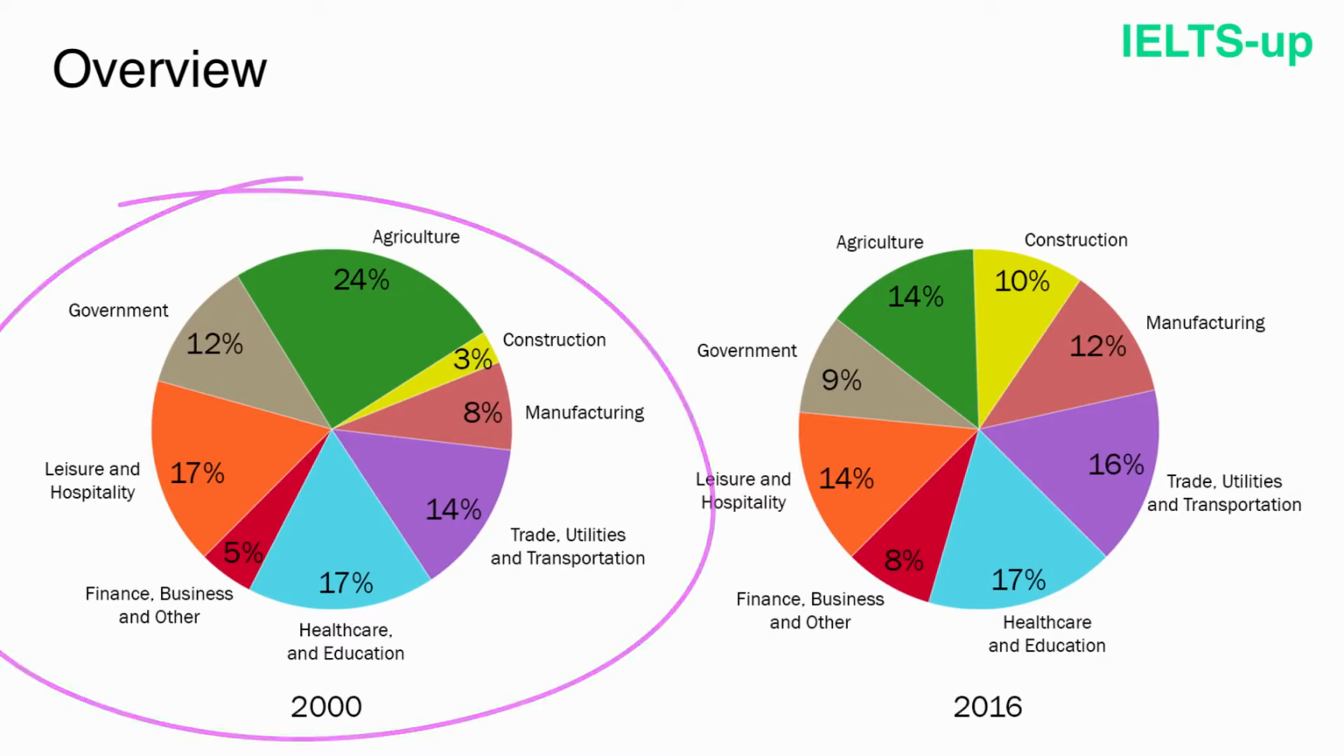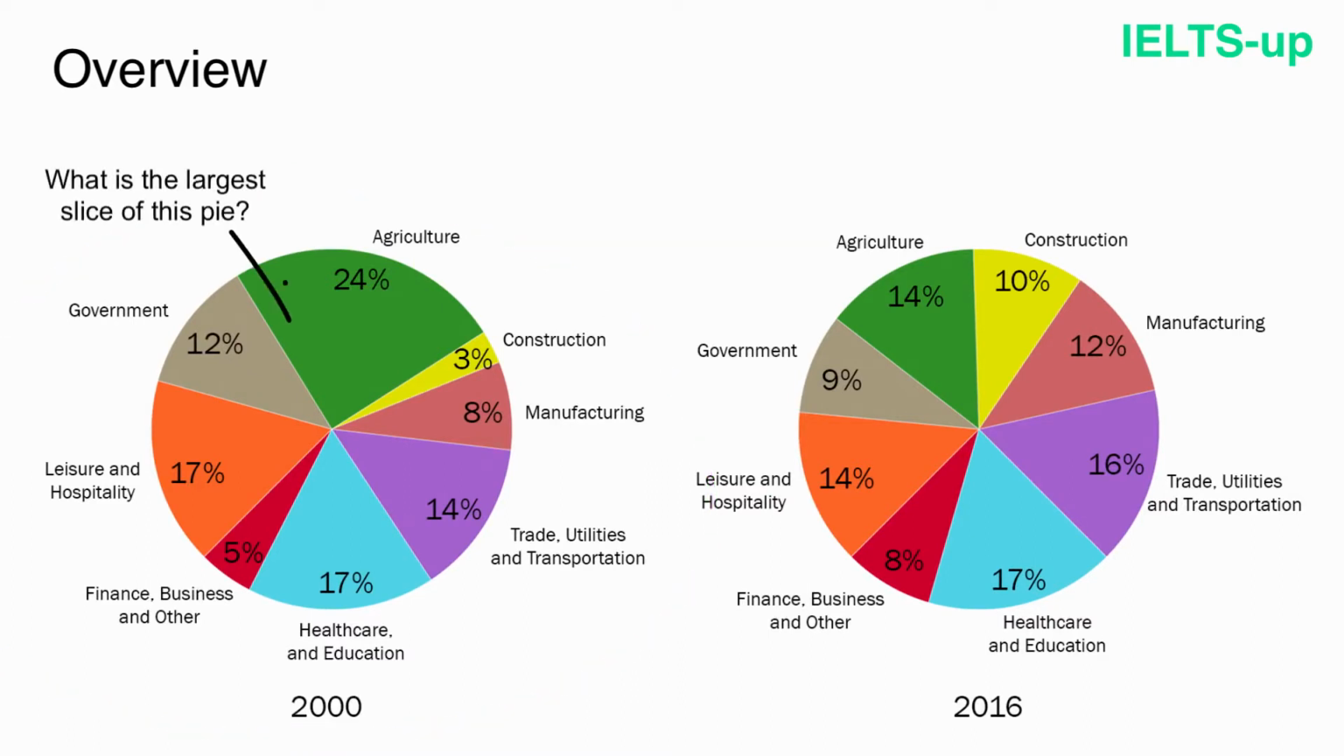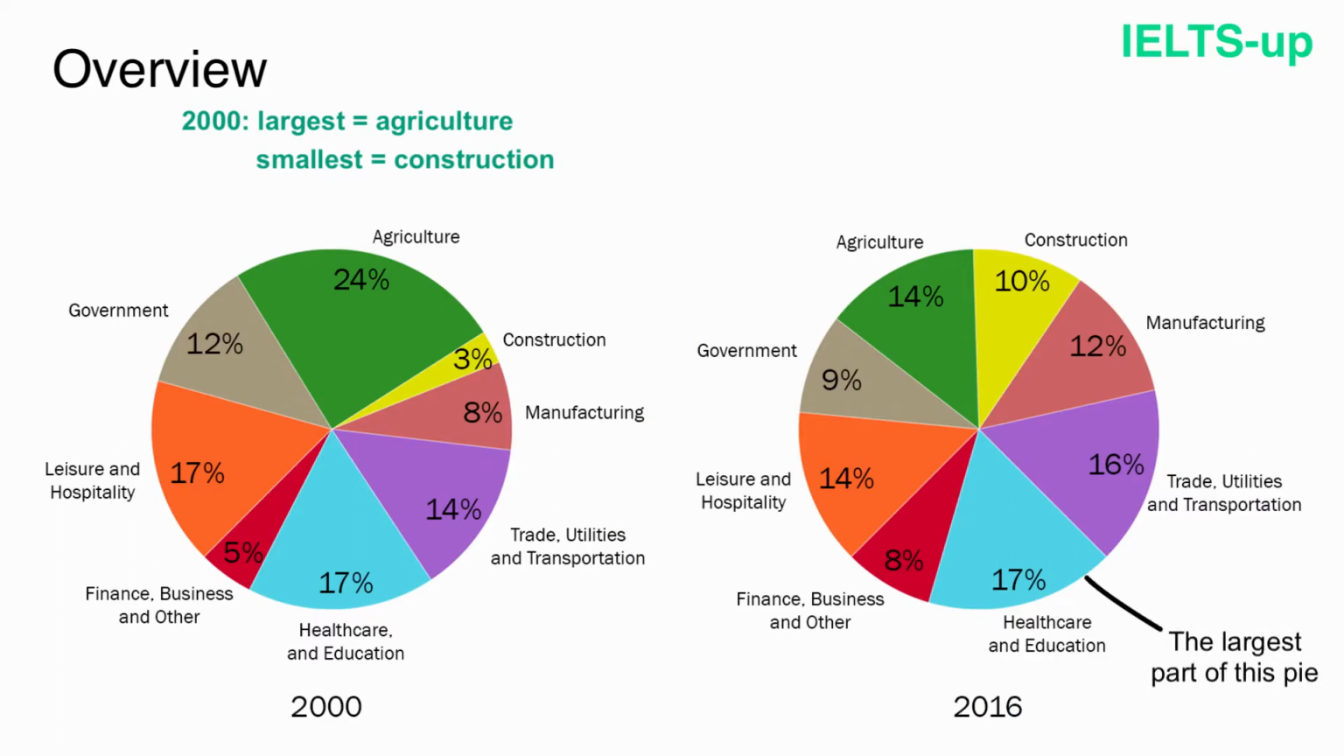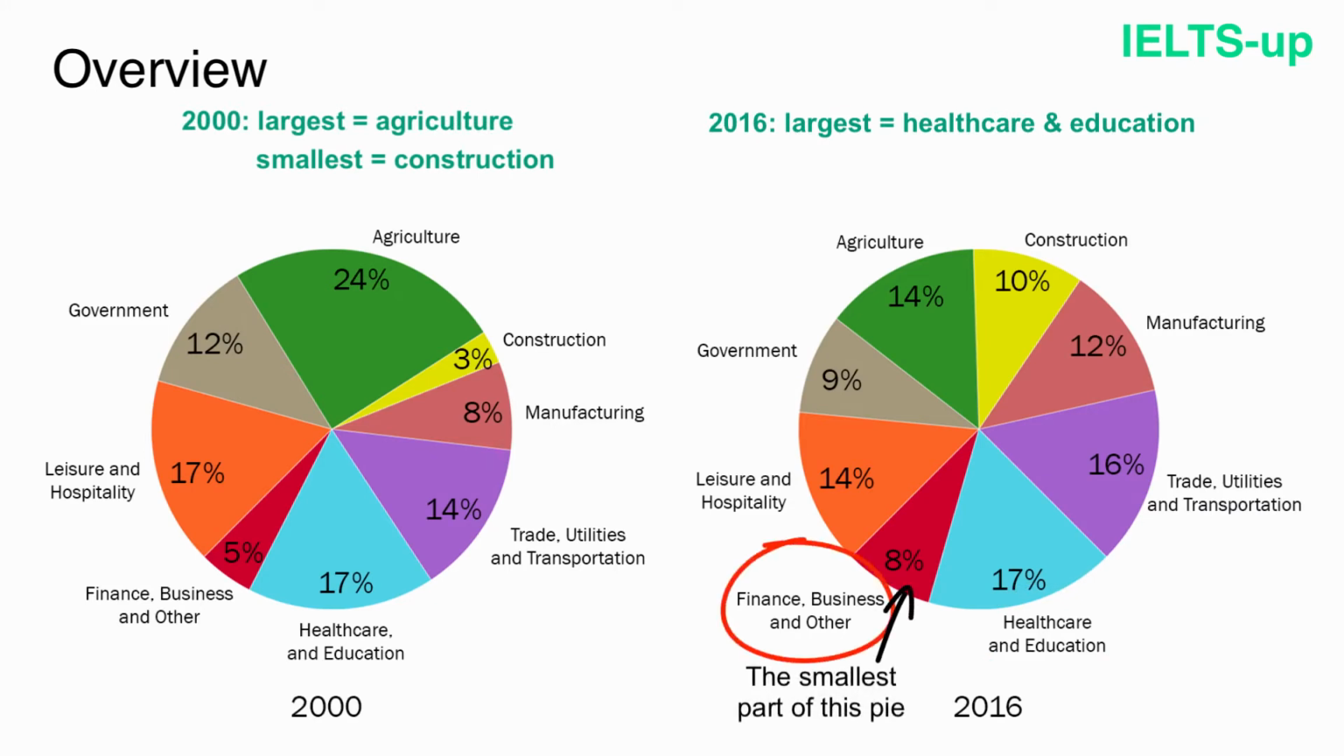Our first pie chart depicts the year 2000. What is the largest slice of this pie? Well, clearly it's agriculture. This means that agriculture was the biggest part of Turkey's economy in the year 2000. And what is the smallest slice? It is construction, only 3%. Any other segment of our pie chart is bigger than construction. This means that construction was the smallest part of Turkey's economy in 2000. And our second pie chart shows the year 2016. We can see that the largest part of this pie is healthcare and education, and the smallest part is finance, business and other services.